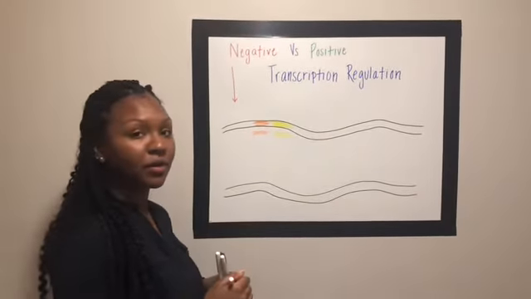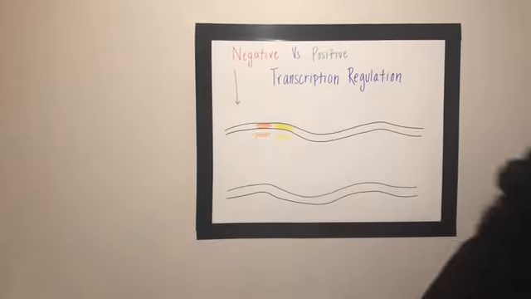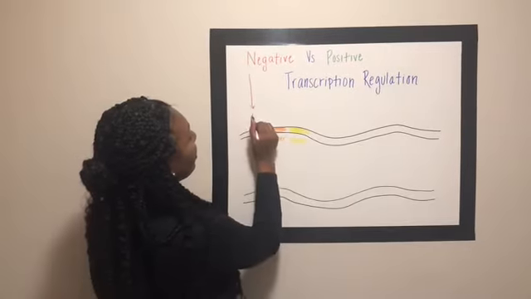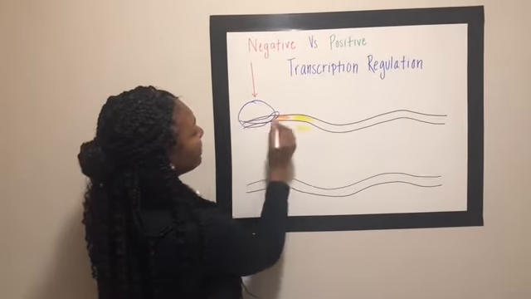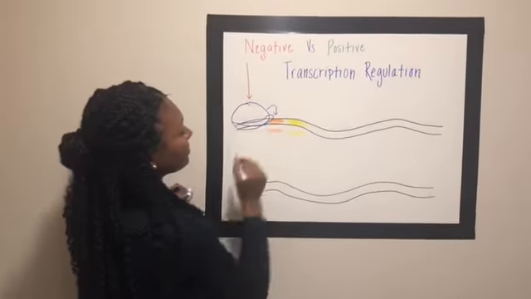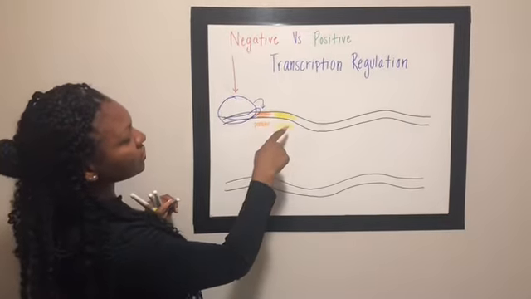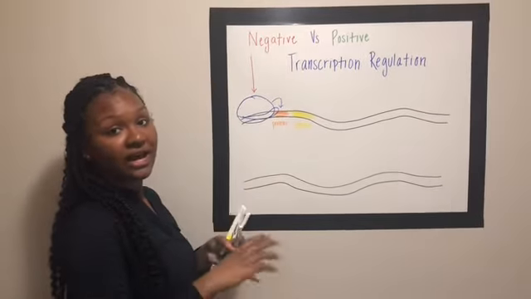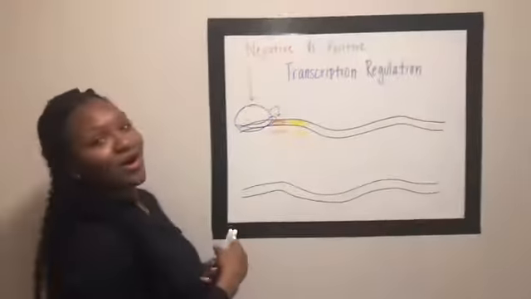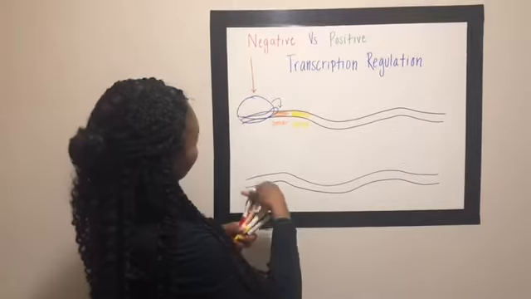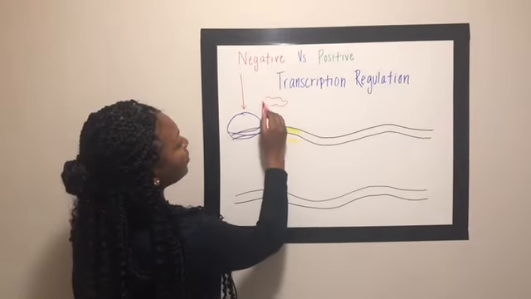These two regions are very important because in order for DNA to be transcribed, we need the RNA polymerase to be able to bind to the promoter region. And the operator region is important because this region is where our repressor protein or activator protein is going to bind so that we can know if we're going to be able to transcribe RNA polymerase or not. For negative transcription regulation, we have the repressor protein.